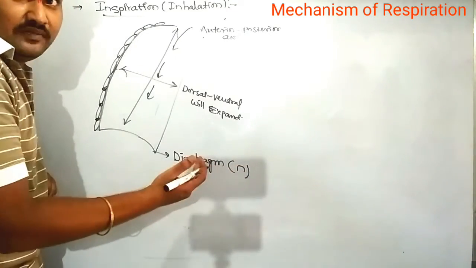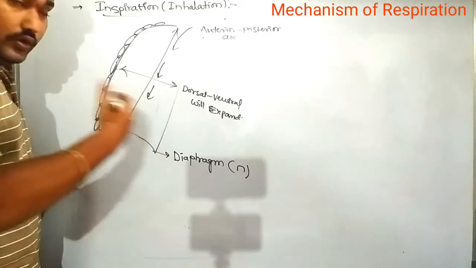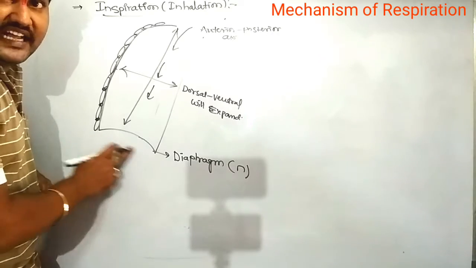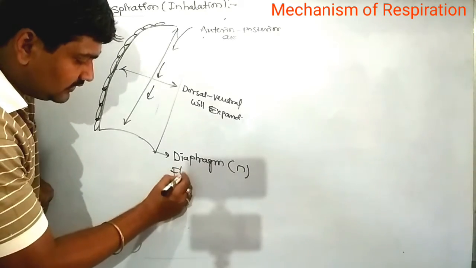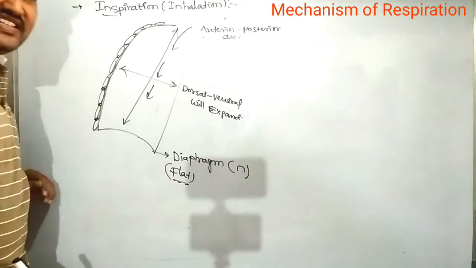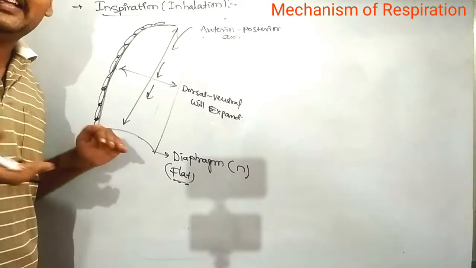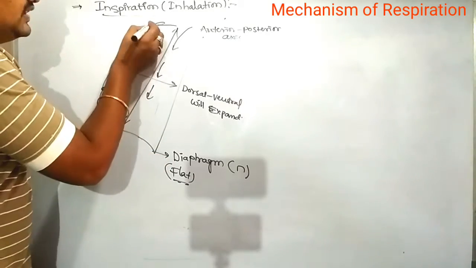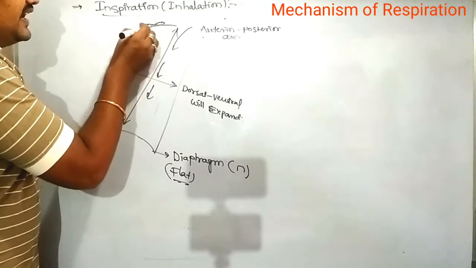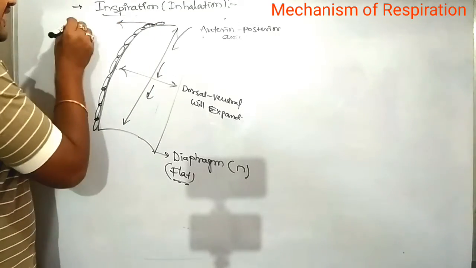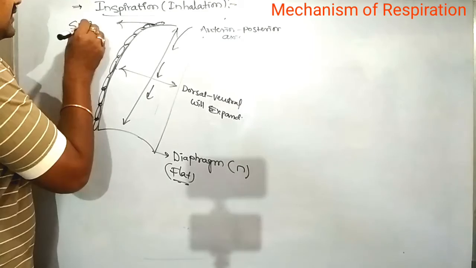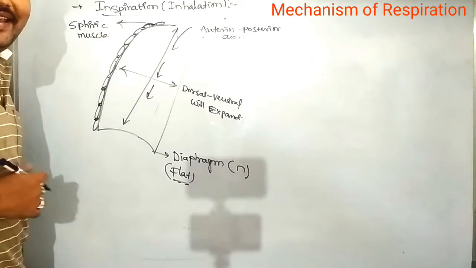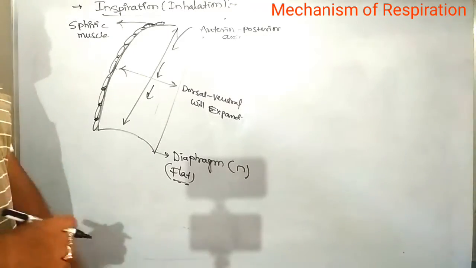After expiration, so if you take the gases into our lungs, the diaphragm will convert into flat. The first action is that the diaphragm converts into a flat structure, and the lungs will expand. Before the lungs expand, the rib cage has a different type of muscle known as the intercostal muscle, and that muscle also will expand. So that is known as inspiration.